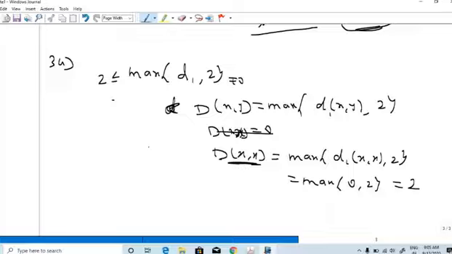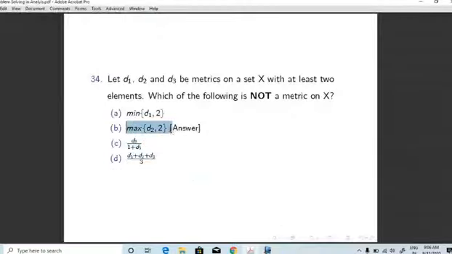Therefore, this is not a metric space. This is not a metric. So the maximum is not a metric, but the minimum can be a metric space. And then this is also a metric. This is the average of metrics. Therefore, this is also a metric. We can easily show the second one is not a metric. It does not satisfy the second condition.